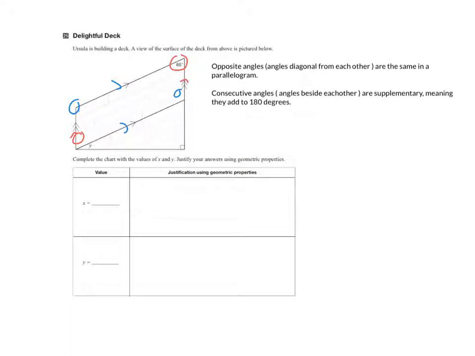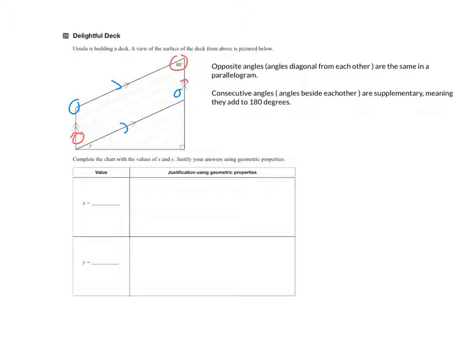So the one thing you need to know to solve this question is when you have a parallelogram, so these lines are parallel and these lines are parallel, the diagonal angles from each other will be equivalent, which means this angle and this angle and this angle and this angle will be the same. All four angles should add up to 360 degrees. So just remember the opposite angles, the ones that are diagonal from each other, they are equal in a parallelogram.